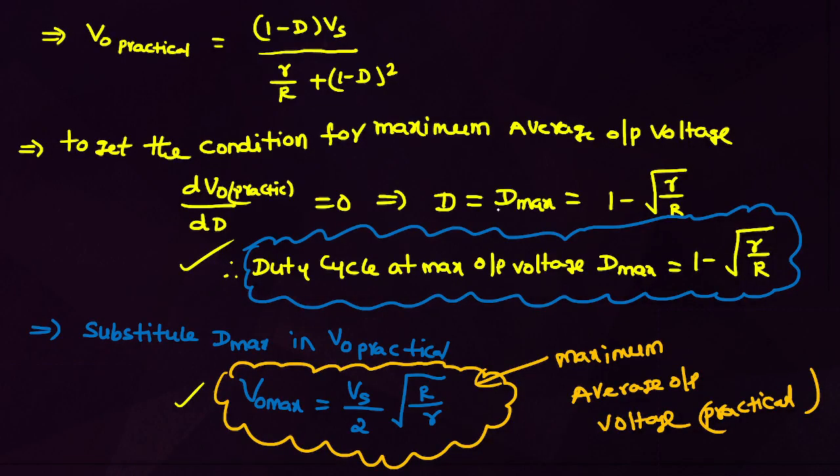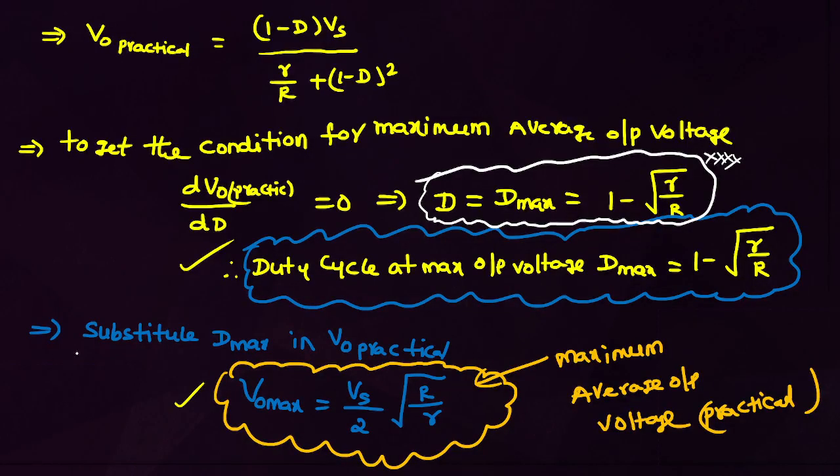Then at what value of duty cycle is the output voltage practically maximum? The output voltage is maximum at a duty cycle of D equal to 1 minus square root of small r by capital R. Small r is the internal resistance of the inductor, capital R is the load resistance. Till now questions have not been framed based on these formulas, but you can expect them, friends. This is the duty cycle at maximum output voltage practically. What is the maximum average output voltage practically? It is Vs by 2 into square root of capital R by small r.